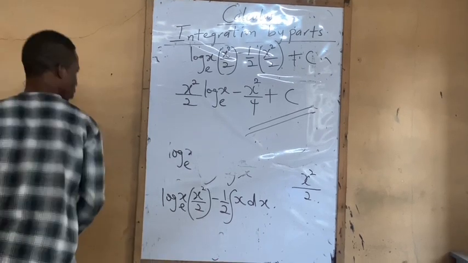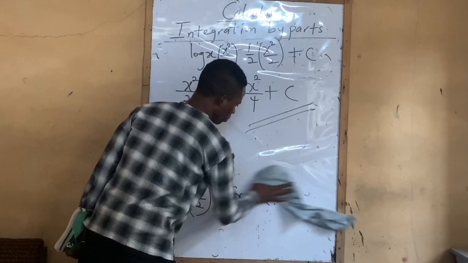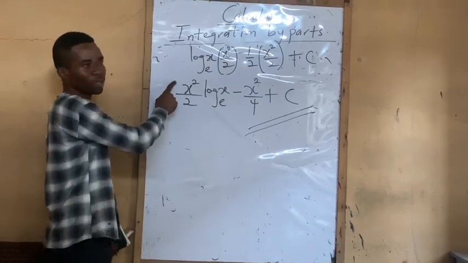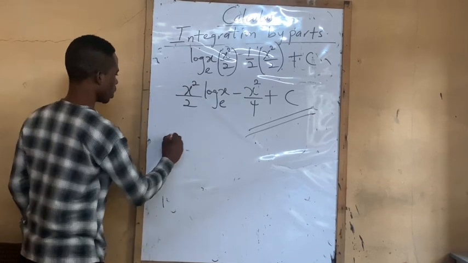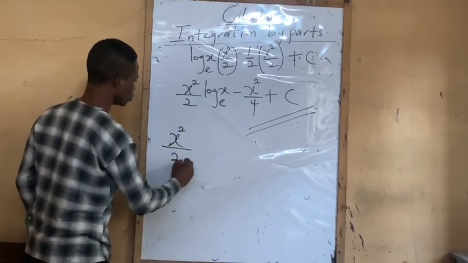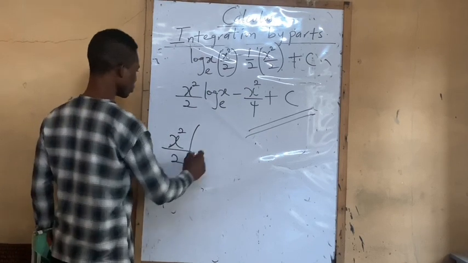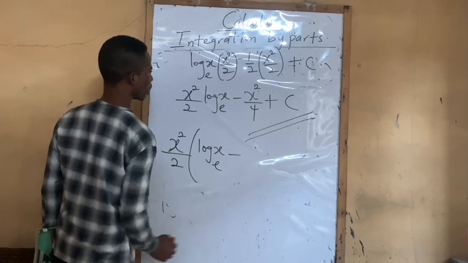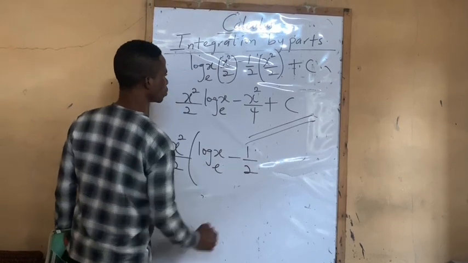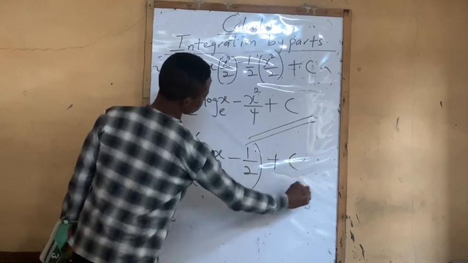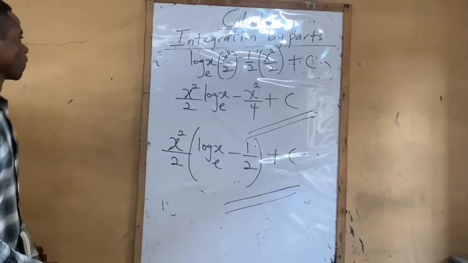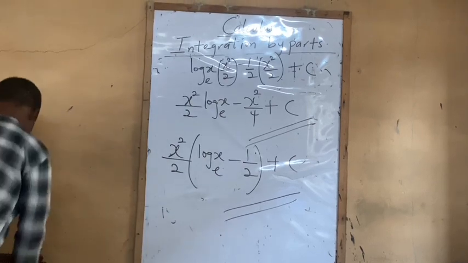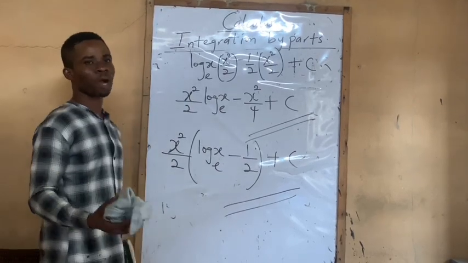Also, I can still factorize it because I'm seeing something common here. In the case of the objective, if you notice x squared and x squared, you can just say x squared all over 2 into bracket log x base e minus 1 all over 2, plus c. So if you want to factorize, better. So that is integration by parts.